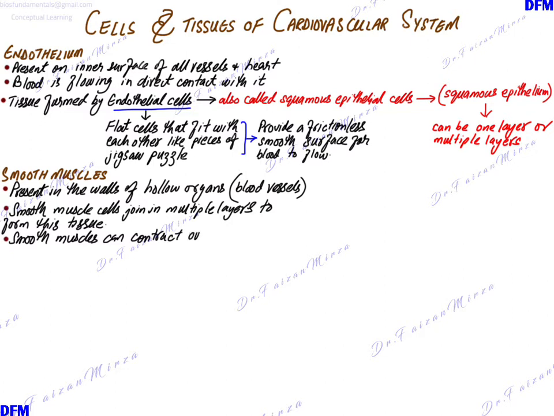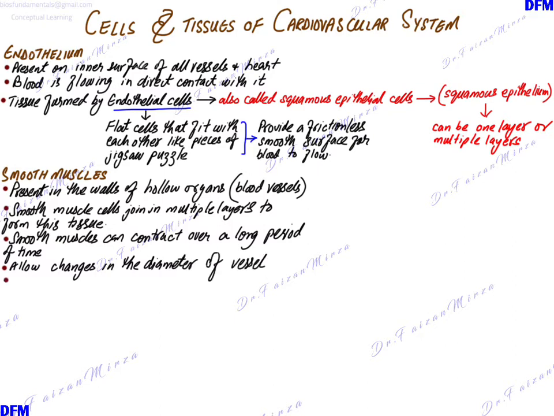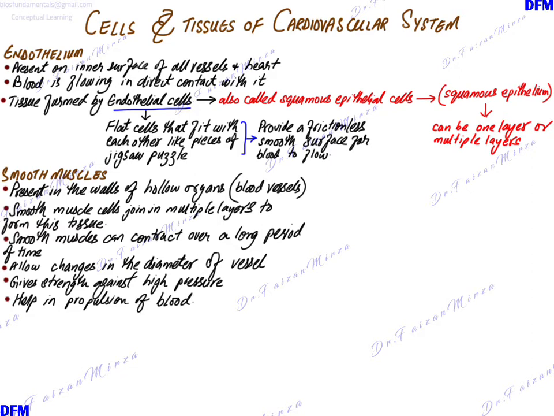The smooth muscles have the ability to contract over a long period of time, and when they provide that sustained contraction, they allow the changes in diameter to stay intact for the functioning of the vessel or that particular hollow organ. For example, vasoconstriction and vasodilation, you can probably recall. So that's the function of smooth muscles there. They also give immense strength, which needs to be there in the arteries to withstand the high pressure of the ventricular contraction. These smooth muscles also help in propulsion of the blood ahead into the arterial system.